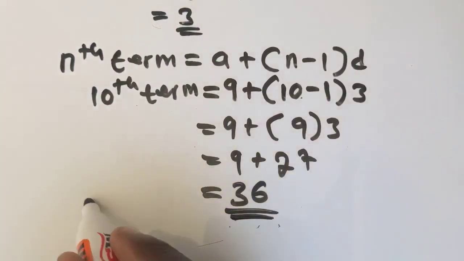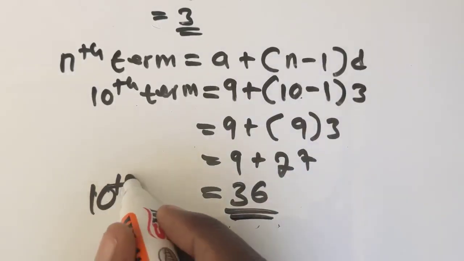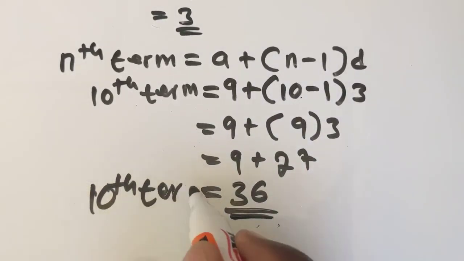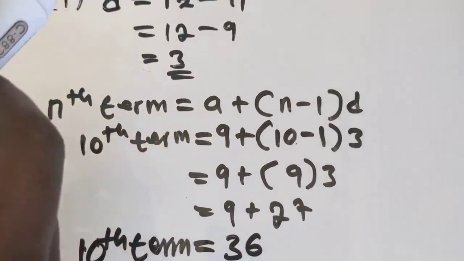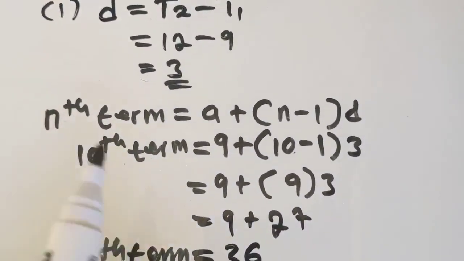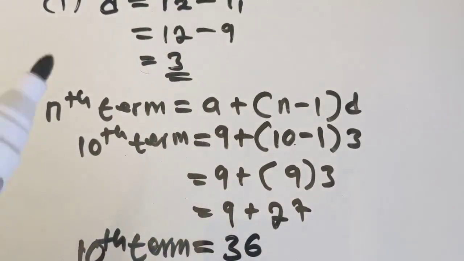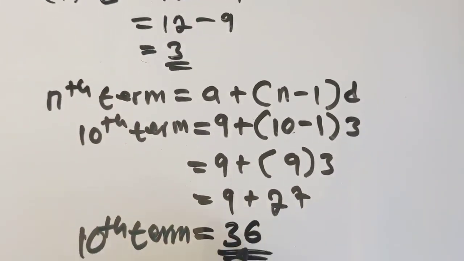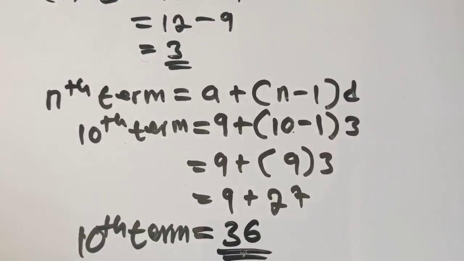So meaning that the 10th term is 36. If you add, you'll be adding 3 till you reach the 10th term, and you find that the answer is 36. So that is how you find the 10th term.